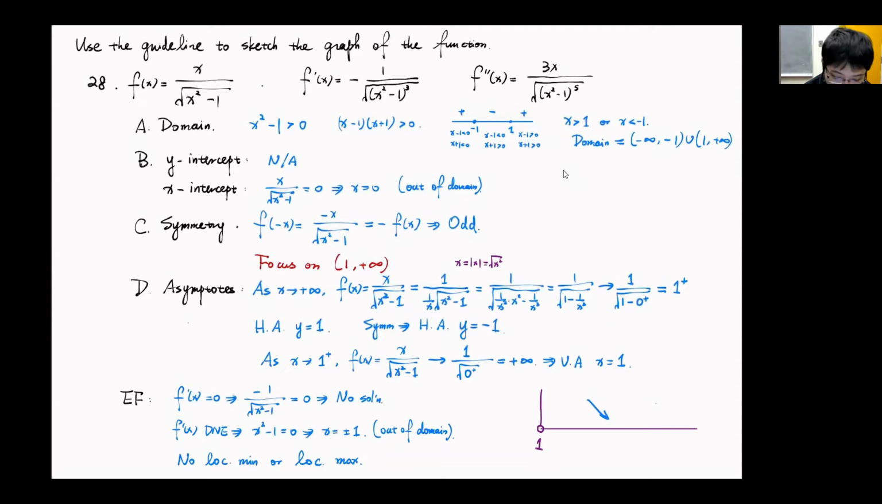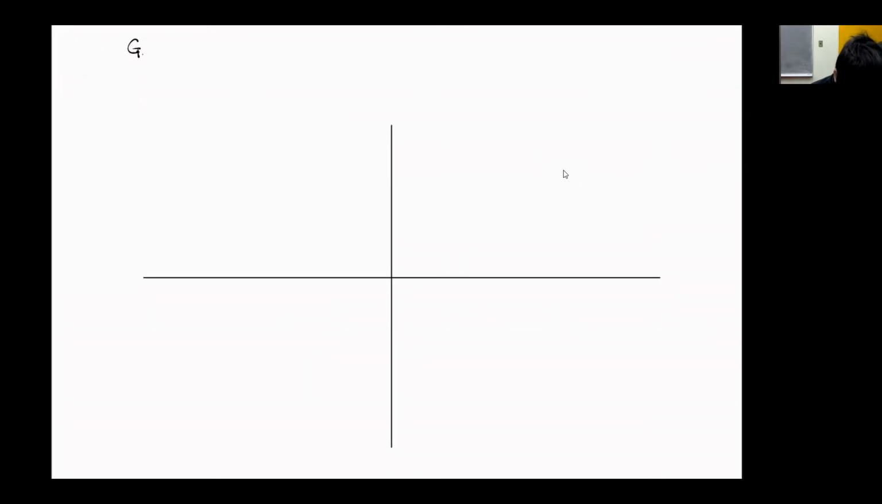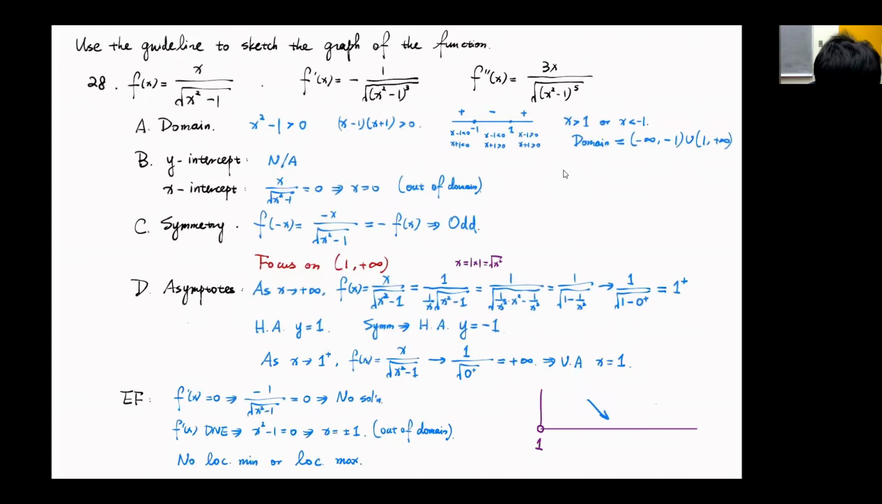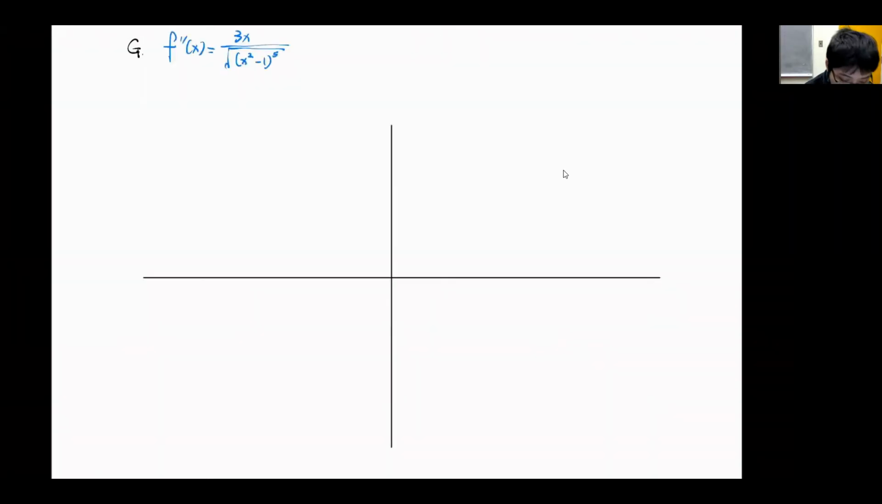Now let's analyze the concavity. I need to copy this f double prime of x to the next page. So what I have now is f double prime of x equals 3x divided by root of the 5th power of x squared minus 1. Let me double check if that's correct. Okay, yeah, that's what I have. You see from this expression that f double prime of x equals 0 implies that the numerator equals 0, so x equals 0. But x equals 0 again is out of domain.